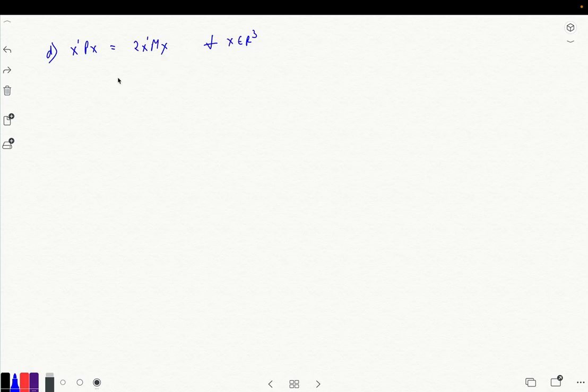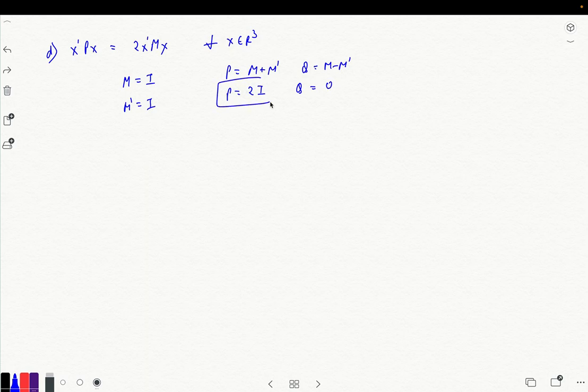Now in this, let's just take M equal to the identity matrix. Okay, then what would be P? P is M plus M transpose. So if M is identity, then M transpose is also identity, and then P would be twice the identity. Okay, and what would be Q? Q is M minus M transpose. So Q would be 0, because identity minus identity is 0. So this is my P and this is my Q.